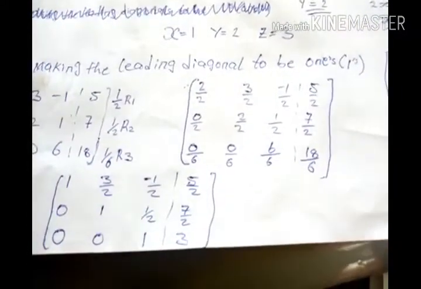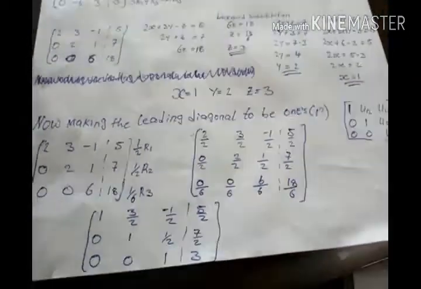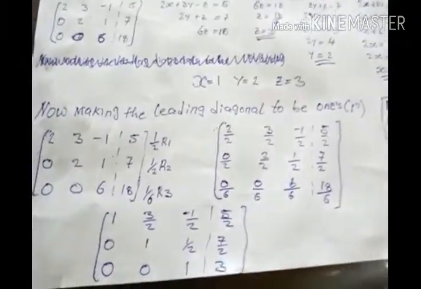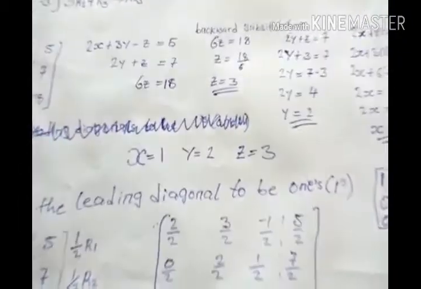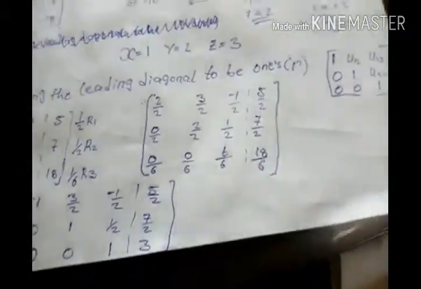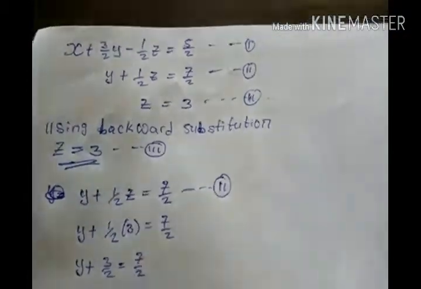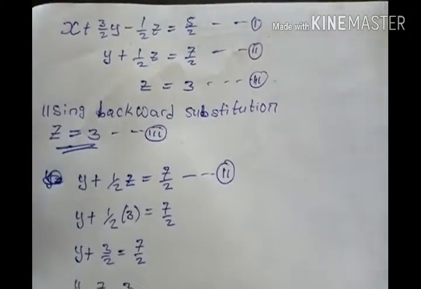18 divided by 6 is 3. So now we're going to use our backward substitution as usual, as we did in the former, and see if our equation will give us the same x, y, z that we got in the first equation. So let's see. Guys, I'm writing all this because of time. The whole thing should not be too lengthy.